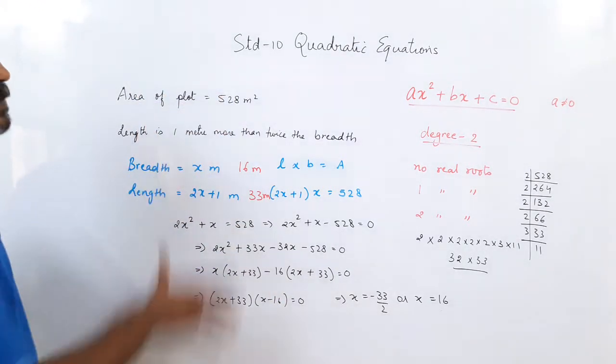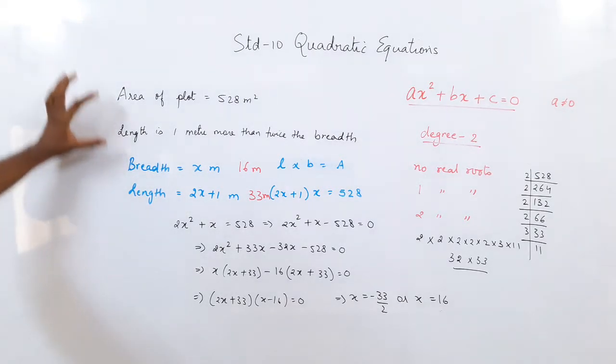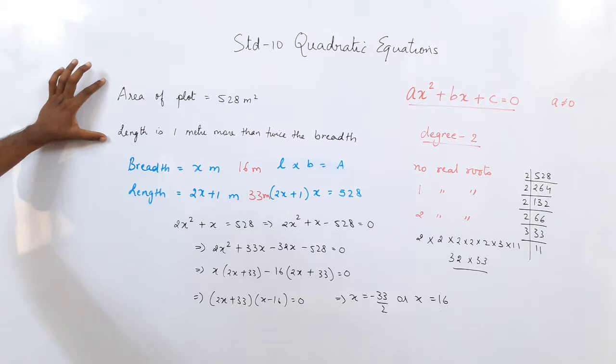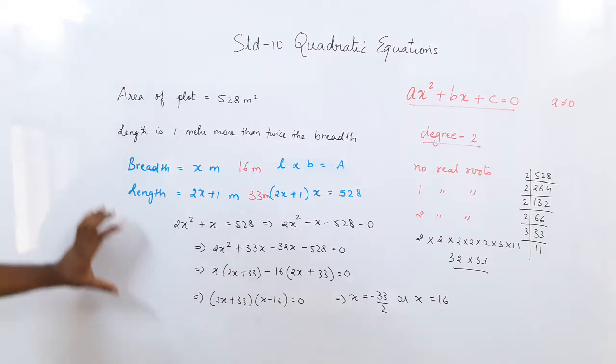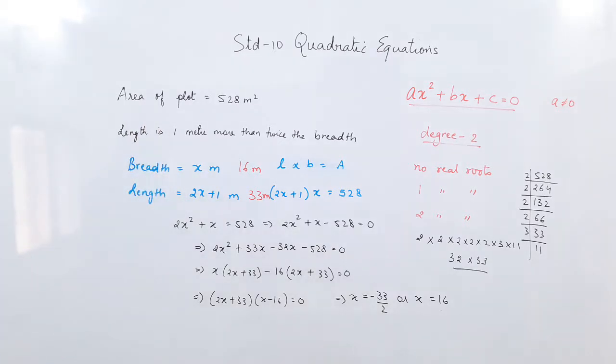So based on what we remembered, we did a practical sum of how to make a quadratic equation. Based on the data given to us, we made a quadratic equation, we solved it, and we helped the person to find the length and the breadth of the plot. Such situations rarely occur, but in case they do occur, we can help the people find out such roots.